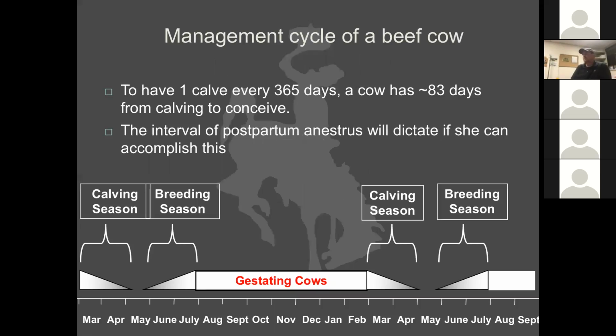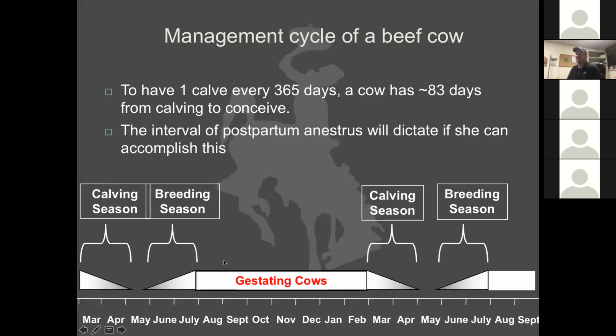All right. So when we talk about beef cows, we want a cow to calve every year, but it's not enough that she calves every calendar year. We really want her to calve every 365 days. So that means every time a cow calves, if you remember, our gestation length was about 282 days. That means we've got somewhere plus or minus 83 days from the time she calves until we get her bred to make sure that we maintain what we'd call our yearly calving interval, okay?